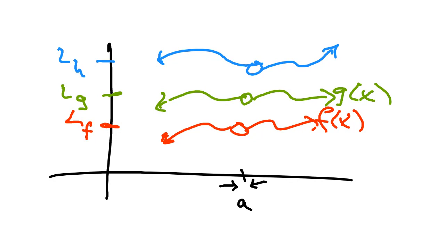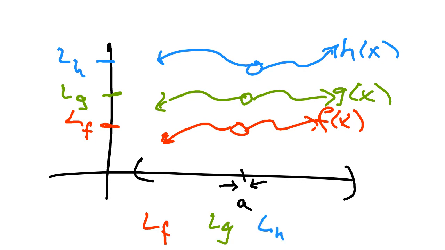Notice that on some open interval, this is the limit for function h there as well. But anyway, what we notice is there is some open interval where f of x is less than or equal to g of x, which is less than or equal to h of x. That's also going to imply that the limit as x approaches a of f of x, which is L sub f, is going to be less than or equal to the limit as x approaches a of g of x, which is going to be less than or equal to the limit as x approaches a of h of x. So this inequality will hold here.